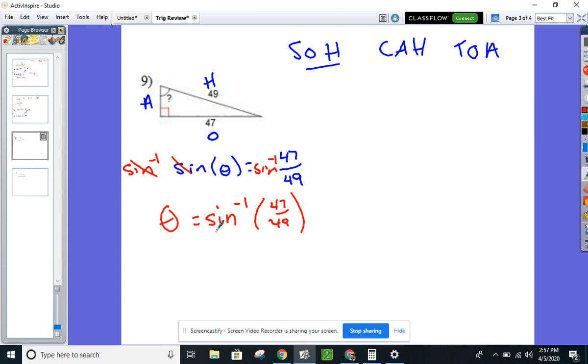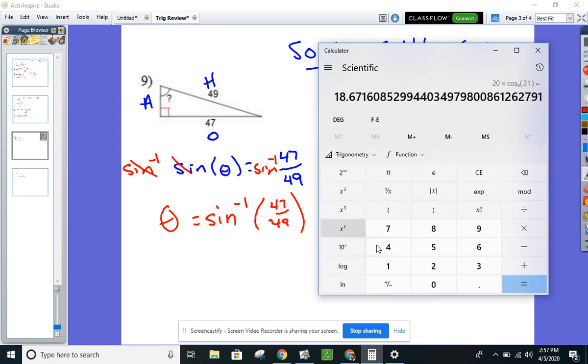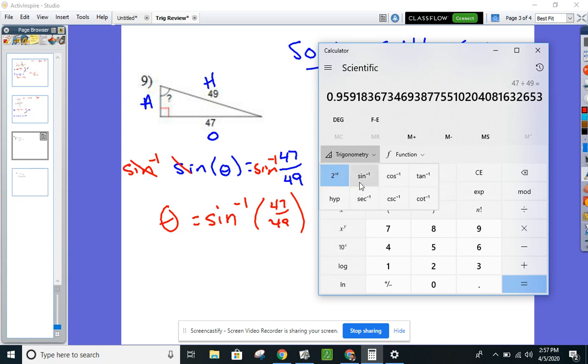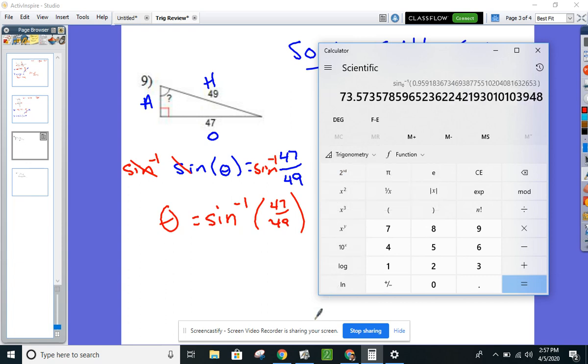If you have an actual calculator, you hit second sine, it should bring up sine to the -1, and you put in 47 divided by 49. You should get 73.57. Again, if you're doing it on your phone or on your Chromebook's calculator, you'll do the inside part first. You hit 47 divided by 49, hit enter, and then you hit second and then sine, and on your iPhone you would do the same thing. You hit second, and this should bring up this option. You put that in: 73.57 or 73.6.